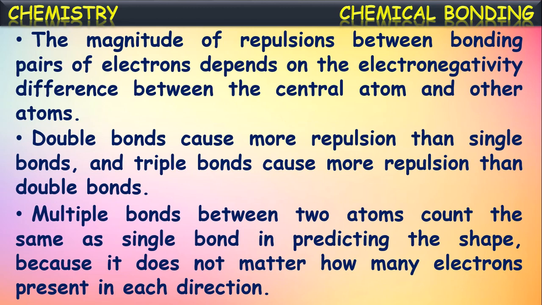Multiple bonds between two atoms count the same as a single bond in predicting the shape. If there are double bonds or triple bonds between two atoms, they are considered as a single bond while predicting the shape, because it does not matter how many electron pairs are present in each direction. So that is considered as one bond while predicting the shape.